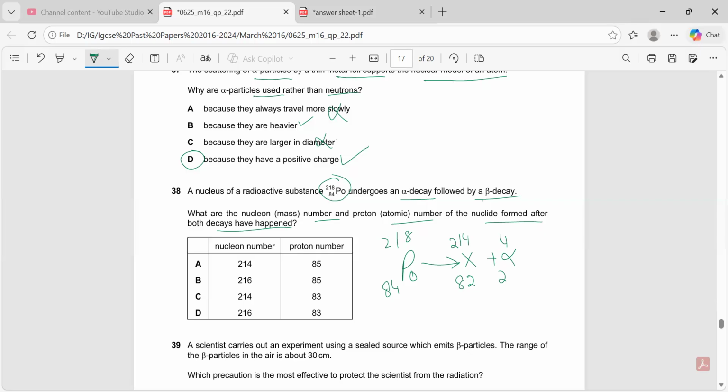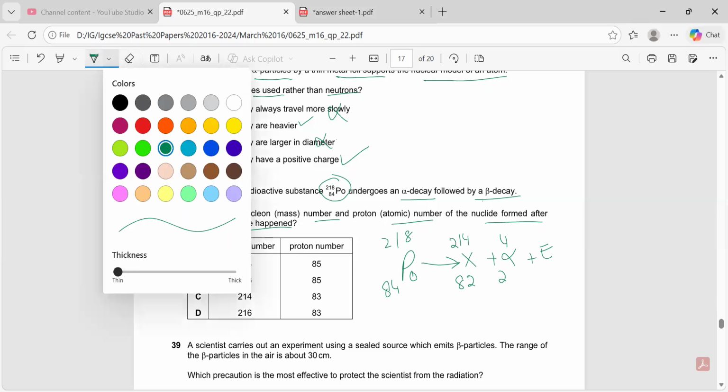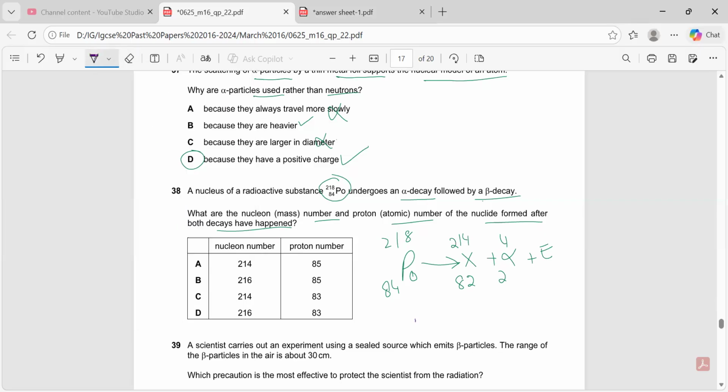Then X plus energy is released, but I'm not writing it. Now X is 82, 214. It decays to another element. Let it be Y, plus beta. Beta is minus 1, 0. So here it will become 83 and 214.